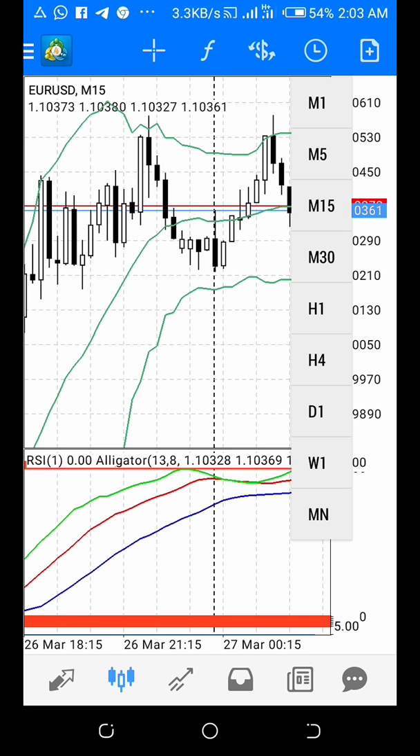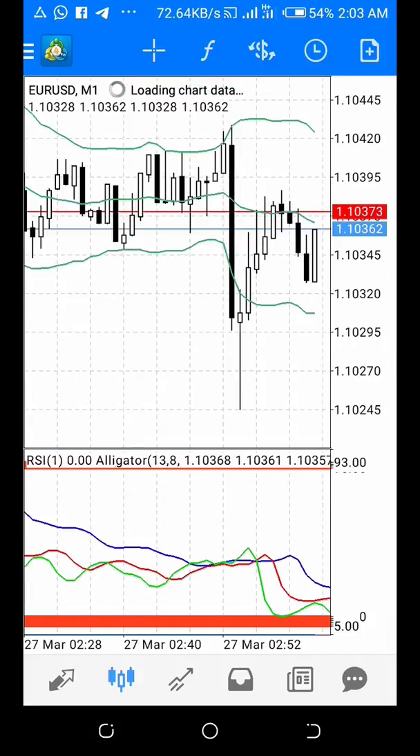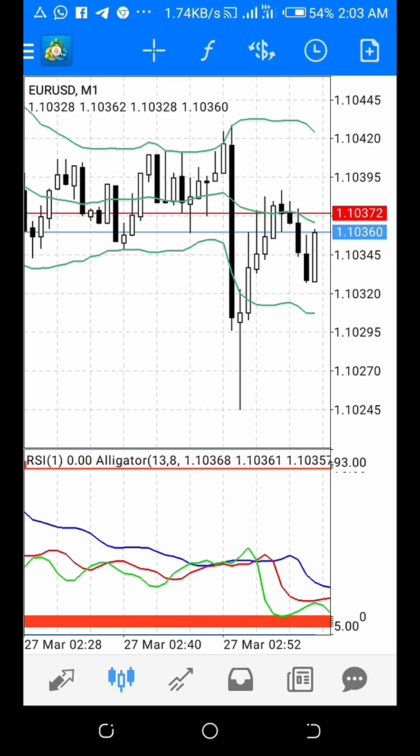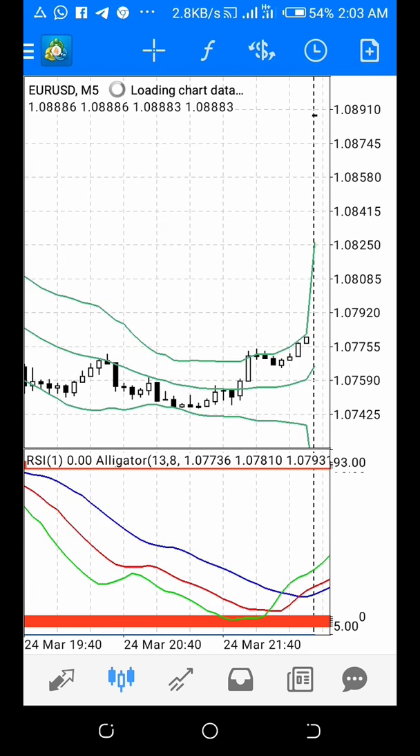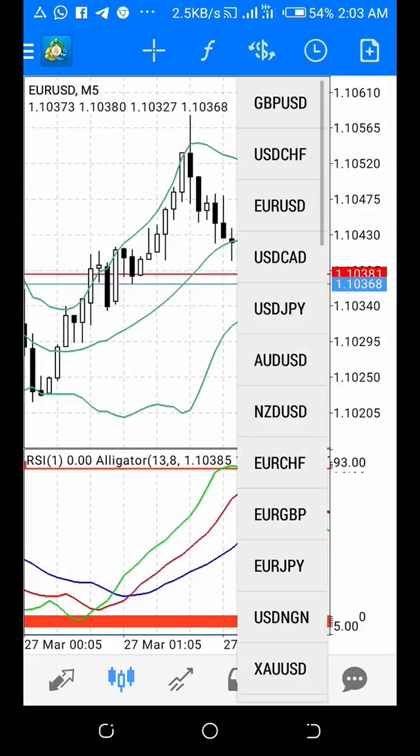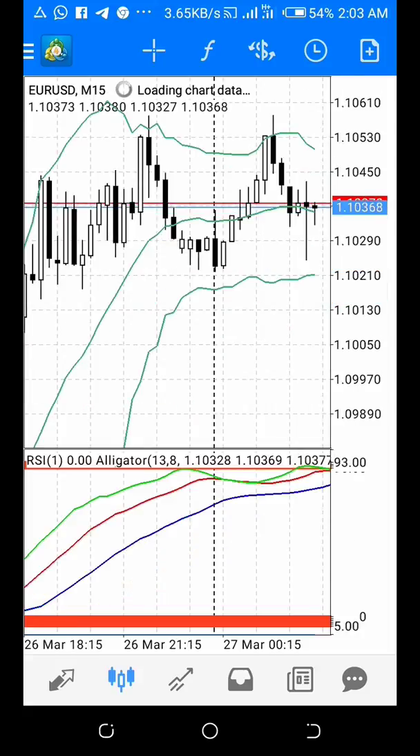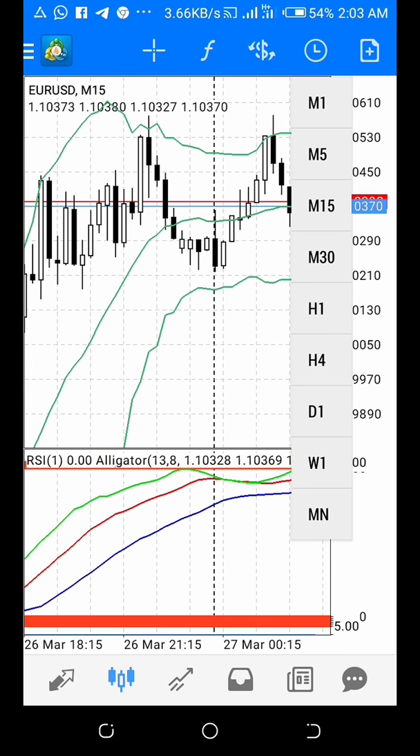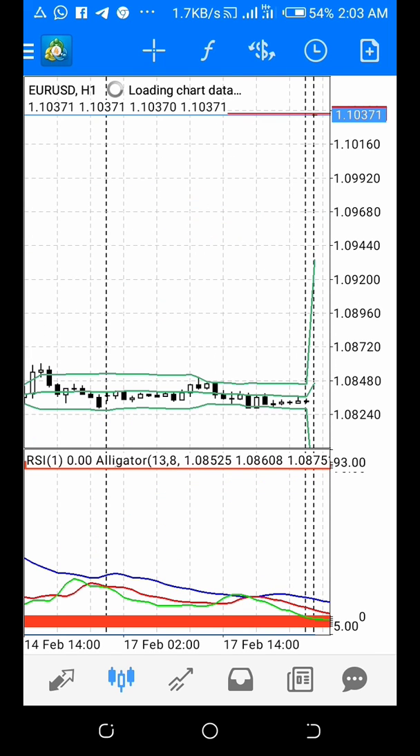For instance, if I choose the 1 minute time frame, it means that each of my candlesticks forms and closes every 1 minute. If I choose 5 minutes, it means every candlestick forms and closes every 5 minutes. If I choose 15 minutes, every candlestick forms and closes every 15 minutes. 30 minutes, every candlestick forms and closes every 30 minutes. If I choose 1 hour, it means every candlestick forms and closes every 1 hour.